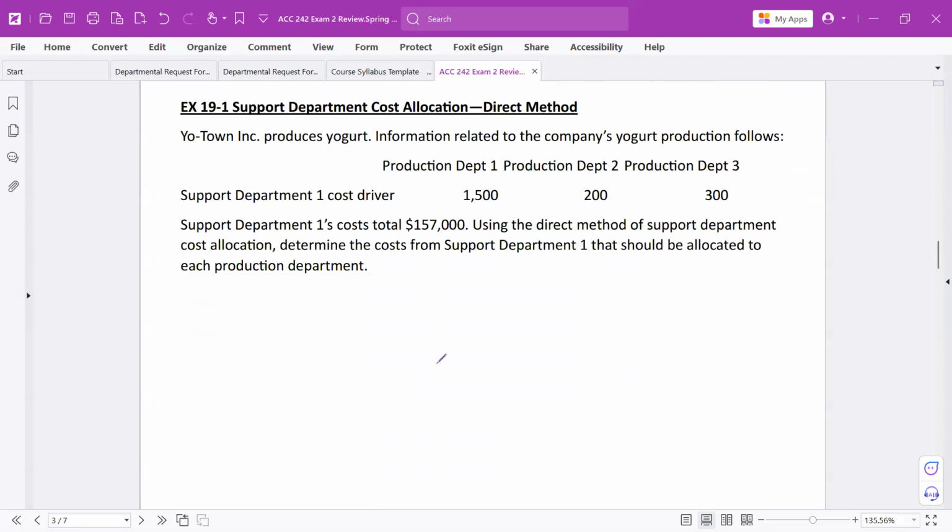And one of the examples we can look at here is exercise 19.1. We have the support department defined. So find the support department 1, the appropriate cost driver. It's just called cost driver. Find the usage of the cost driver, 1,500 and 200 and 300 for these three production departments, 1, 2, and 3. And then use the cost driver usage to come up with the percentages and allocate the 157,000.